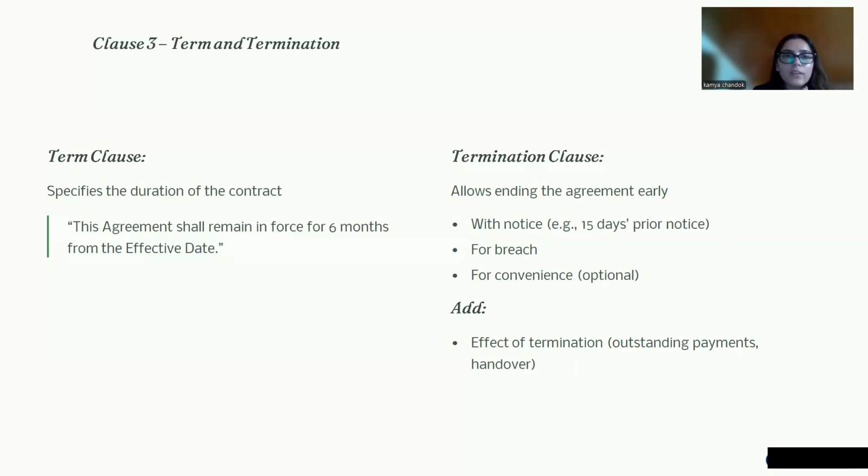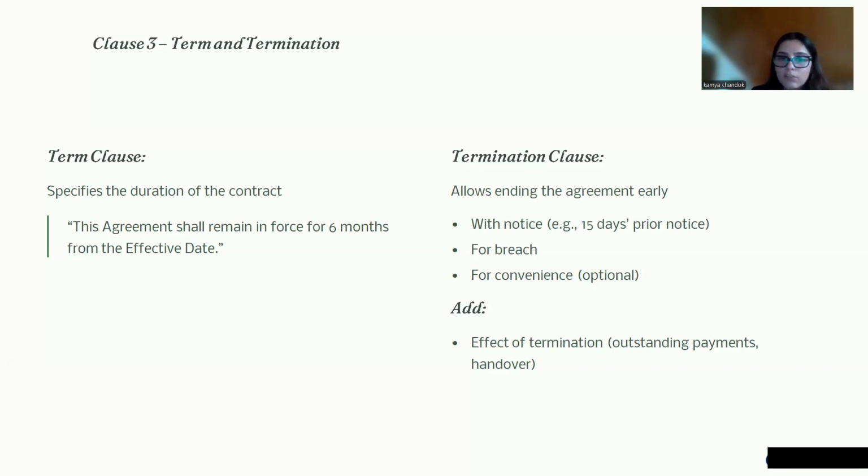It should specify the notice period. It must mention the grounds for termination. It could be breach or insolvency. It should also mention what happens post termination. Do you have to return the materials, the handovers, and what happens in case of unpaid dues.